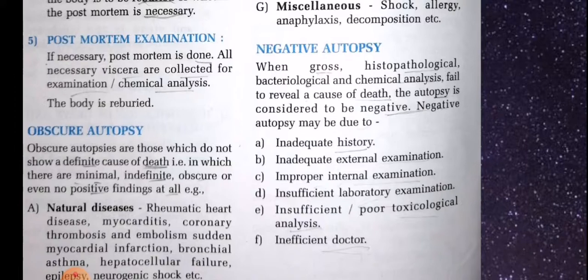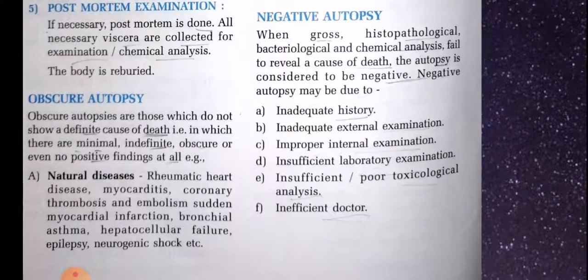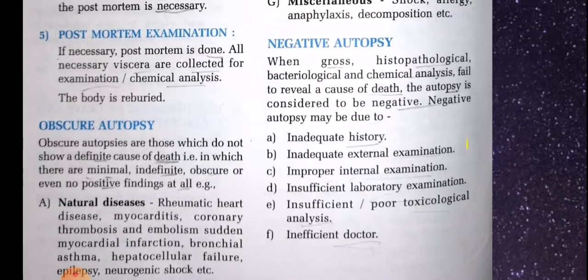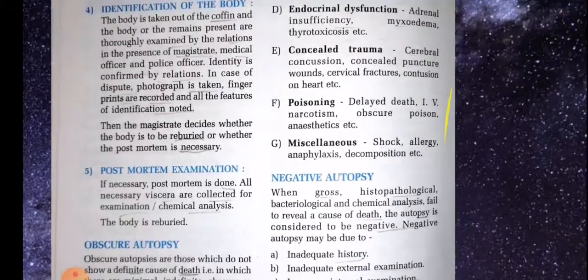Negative autopsy. When gross, histopathological, bacteriological, and chemical analysis fail to reveal a cause of death, the autopsy is considered to be negative. A negative autopsy may be due to inadequate history, inadequate external examination, improper internal examination, insufficient laboratory examinations, insufficient or poor toxicological analysis, and lastly, an inefficient doctor.